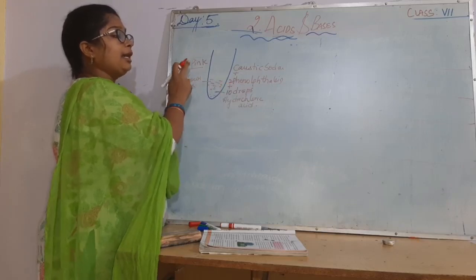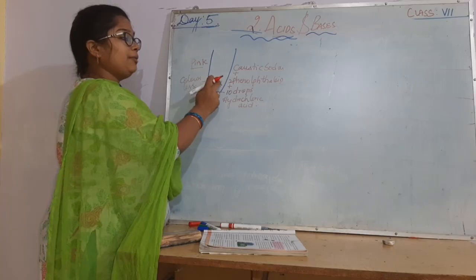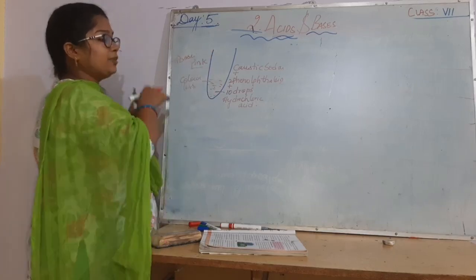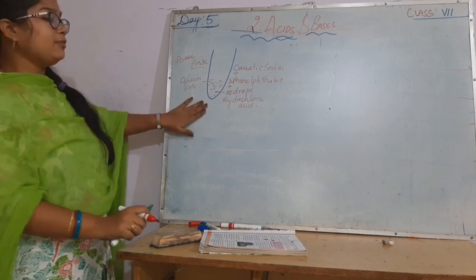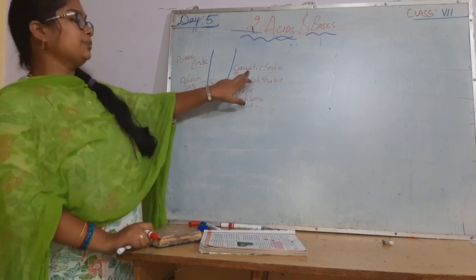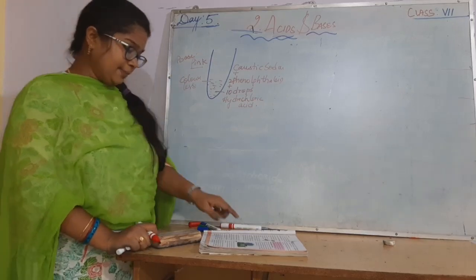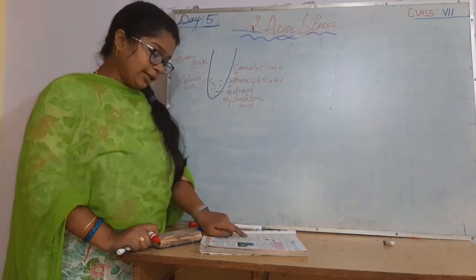Means what? It became what now? This solution became what now? Base. First it was acid. With the same concentration you have added caustic soda, which is a base. It turns pink, and till it turns pink, it became a base. Keep adding the caustic soda, right?